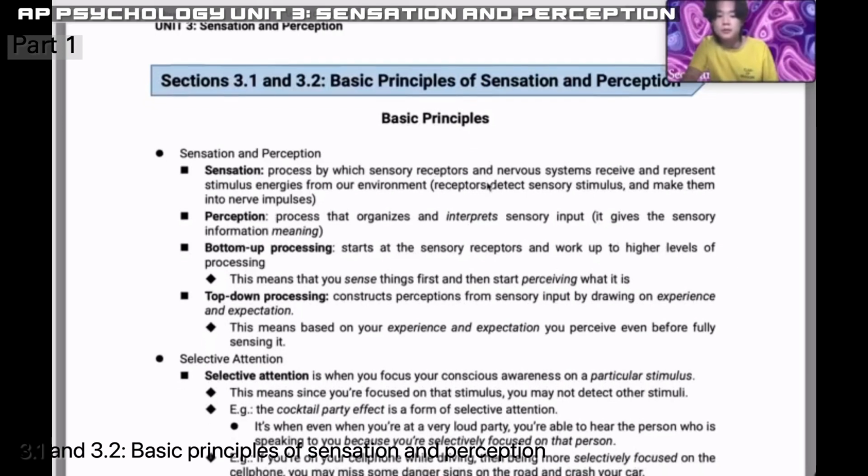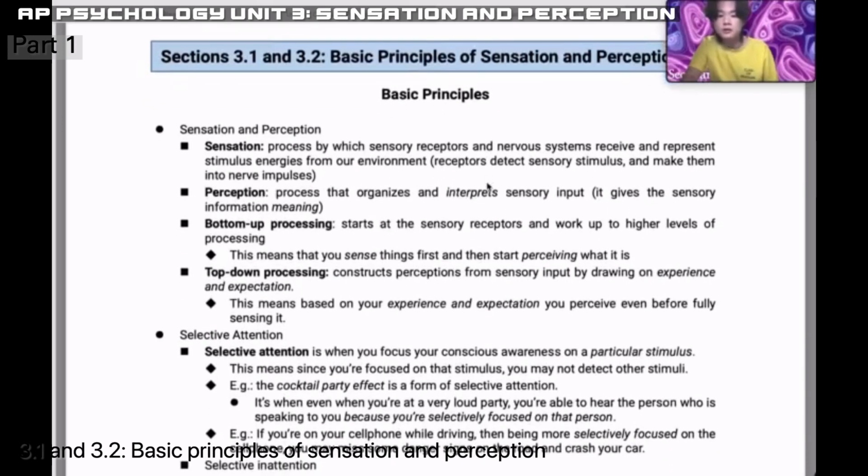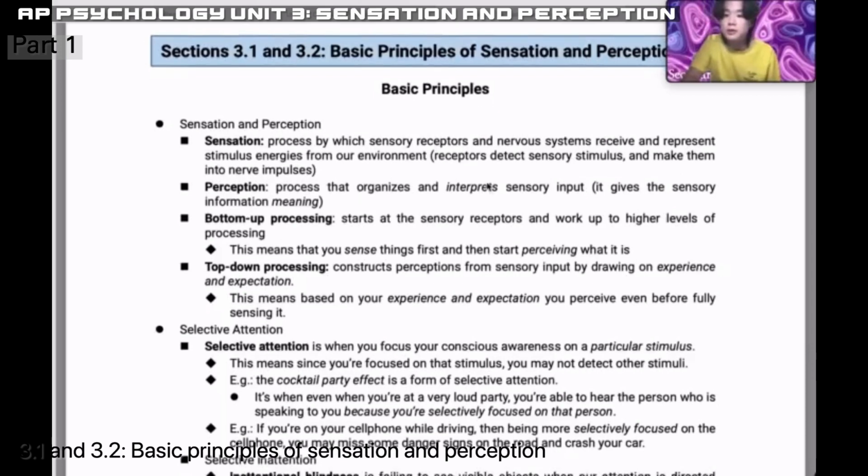Now let's look at perception. Perception is the process that organizes and interprets sensory input. It gives the sensory information. So through perception, you can organize and interpret these types of sensory input, right? And then you're trying to make it into a piece of information that you can understand, and then into information that you may use to interpret a certain situation.